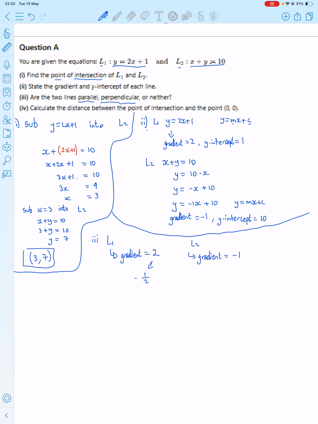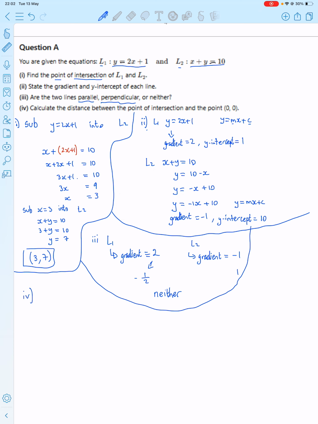The negative reciprocal of minus 1 is actually just going to be 1. So they're not negative reciprocals of each other, so they are not perpendicular. Okay? So that being said, they're not parallel, they're not perpendicular, so the answer is neither. Cool. Moving on. Let's just make that a little bit more satisfying. Okay, cool. So part 4.